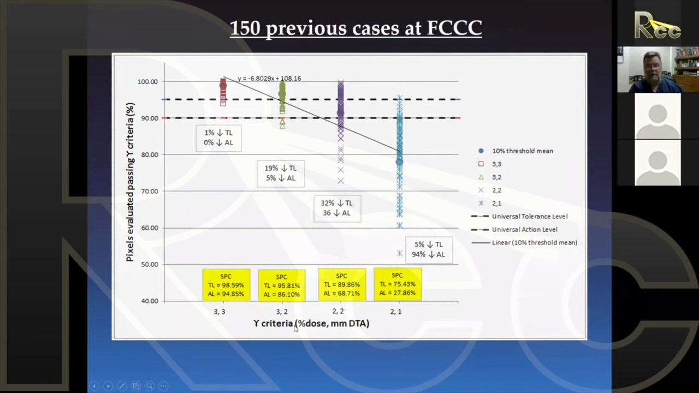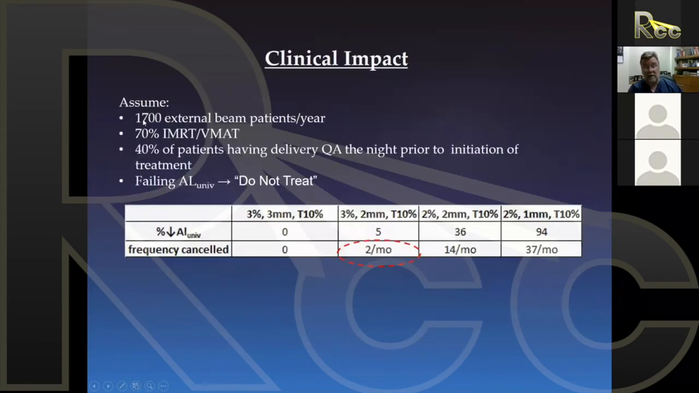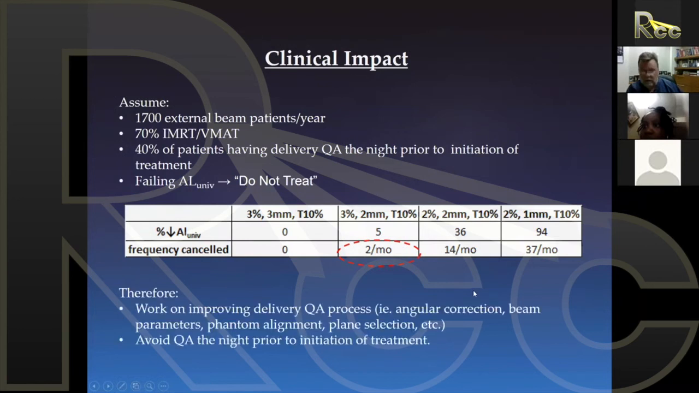That practical issue is this. If we have 1,700 external beam patients a year, 70% are IMRT or VMAT, and we do QA the night before 40% of the time. If we fail an action limit, if we call this a do not treat or no fly zone, 2 patients a month would need to be canceled. So this would have a direct impact because the patient's going to be unhappy, the physician's going to be unhappy, but at least it lets me see how strong our process is.